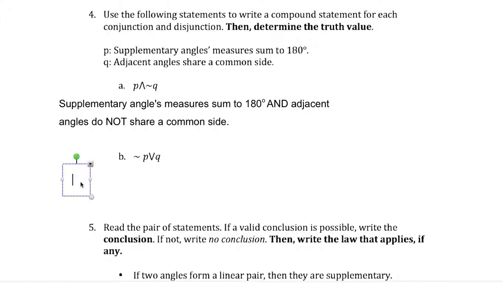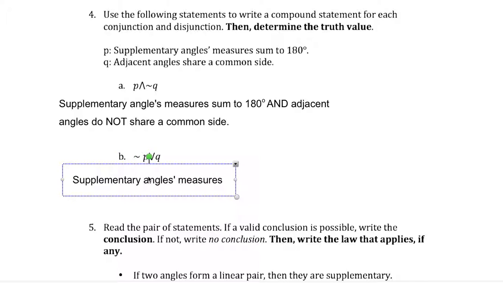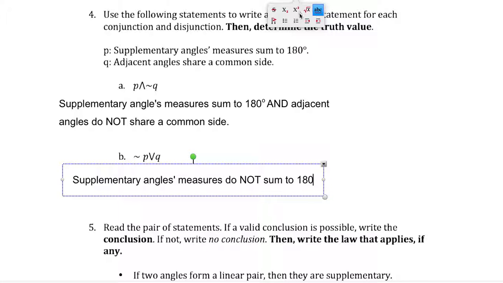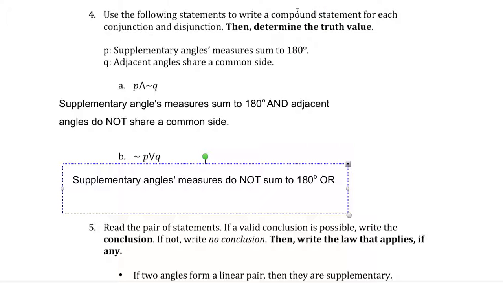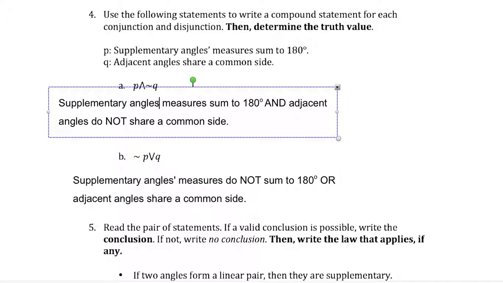And for the next one, it's a not P, so supplementary angles measures do not sum to 180 degrees. Or adjacent angles share a common side. Okay, so let me fix this grammar and then we will get right to it.